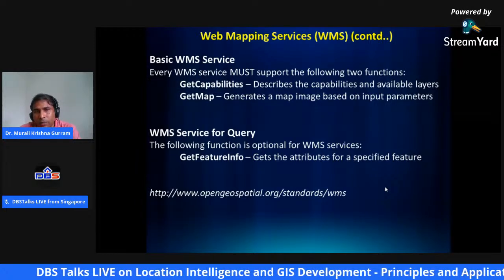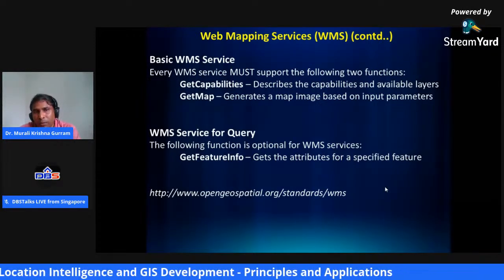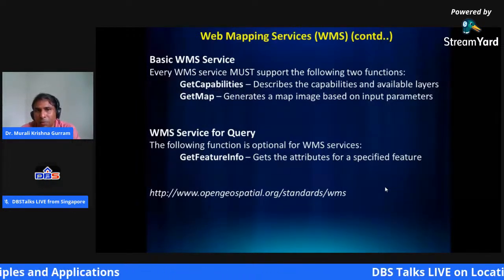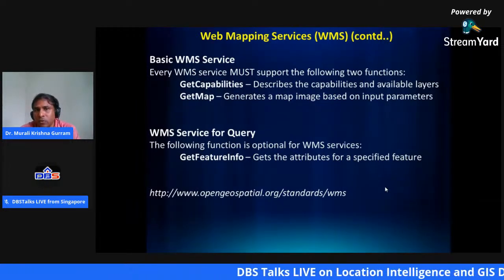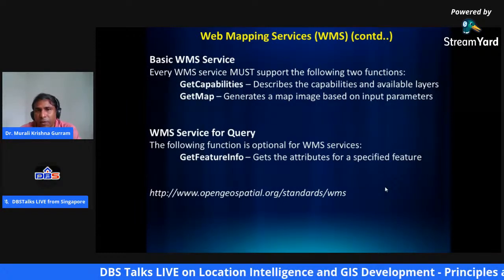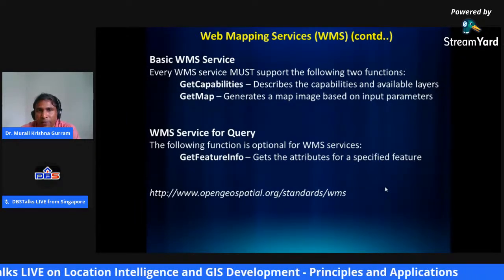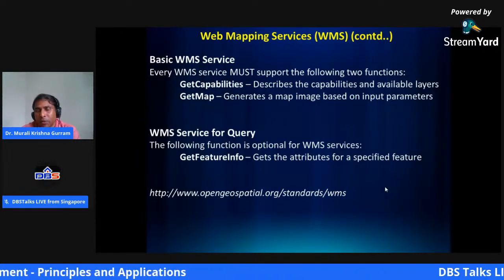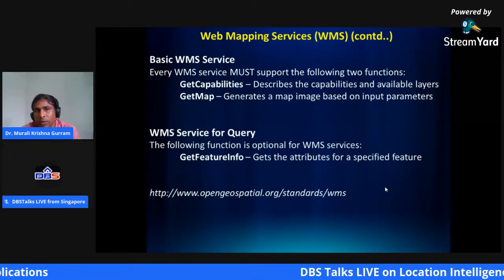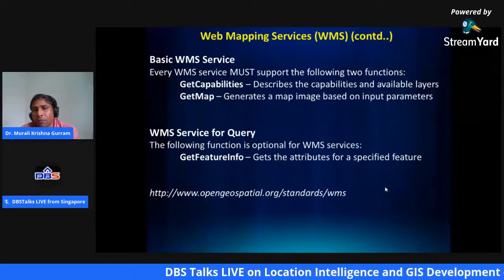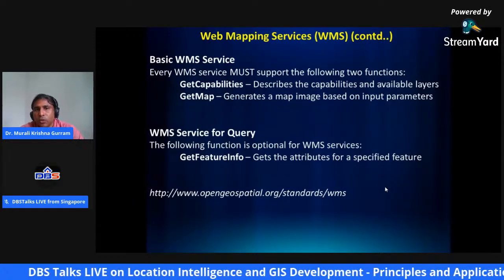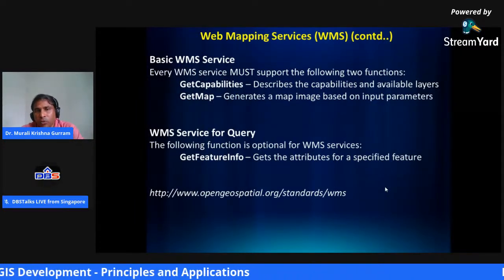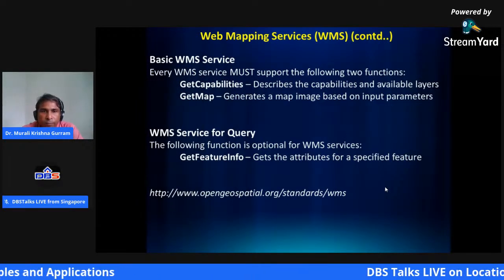If you look at the Web Mapping Service, what it does is it has the GetCapabilities, which provides the information in terms of map layers, and GetMap, which ultimately converts that layer into a map image. And if required, you can also query that data content.